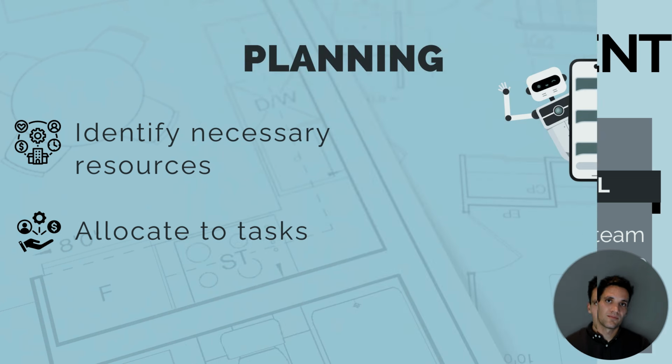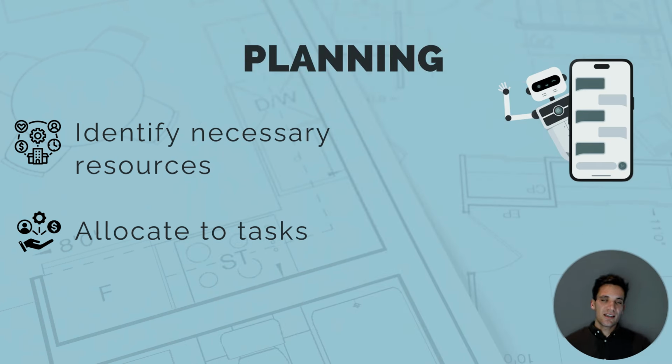So the first step of the process where ChatGPT can help us is ChatGPT can help us to identify the necessary resources to complete the project and then help us to allocate these tasks. So like we looked at in estimating, like we looked at in scheduling, from our work breakdown structure, ChatGPT can help us to identify all the resources we need to complete the task.